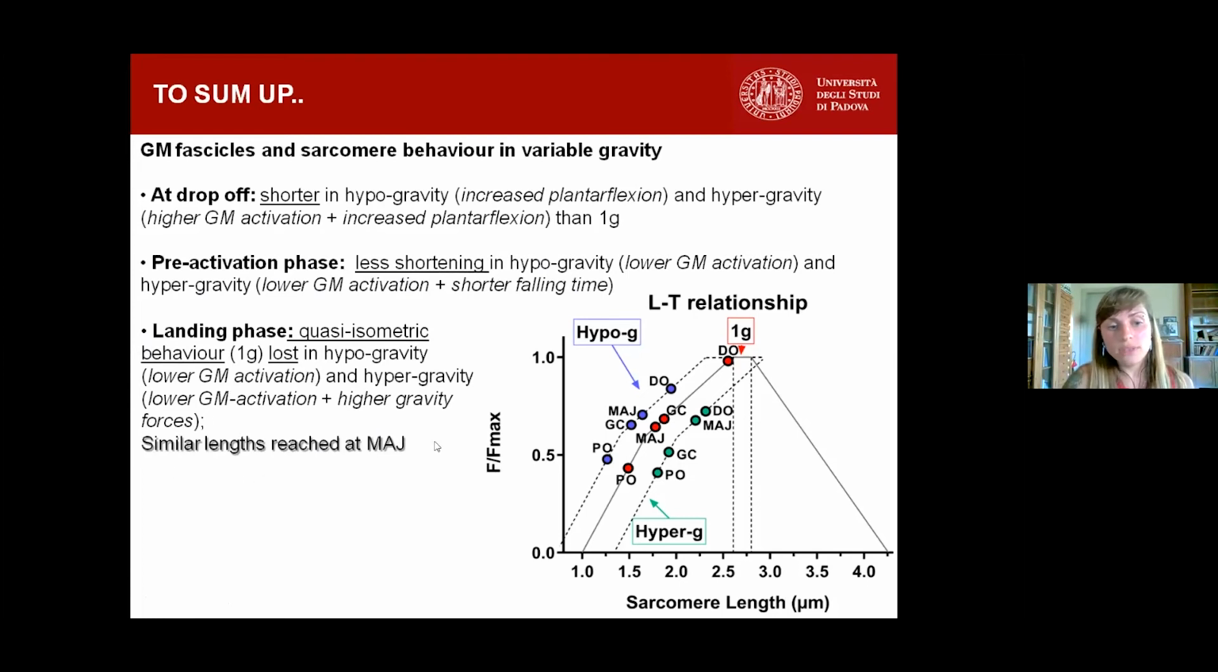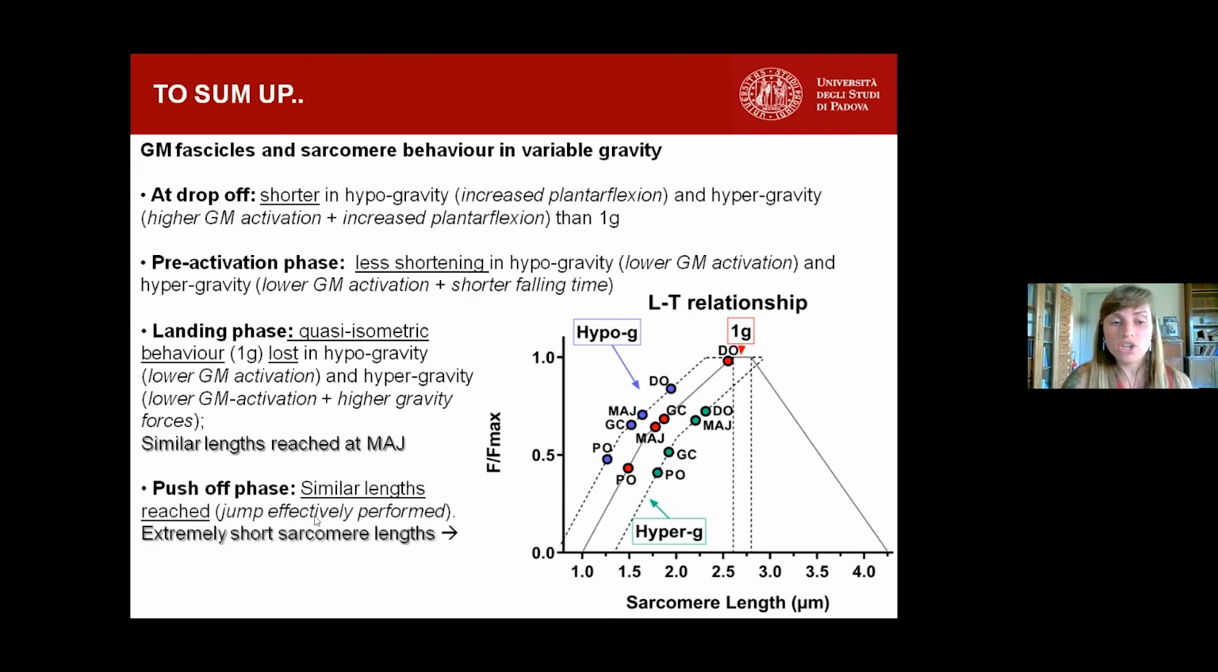But noteworthy, similar lengths were reached at the minimum ankle joint and maintained at push-off, where the jump could be effectively performed. The extremely short sarcomere length seems to be justified by the fact that the tendon seems to provide the majority of the energy needed for the following rejump.